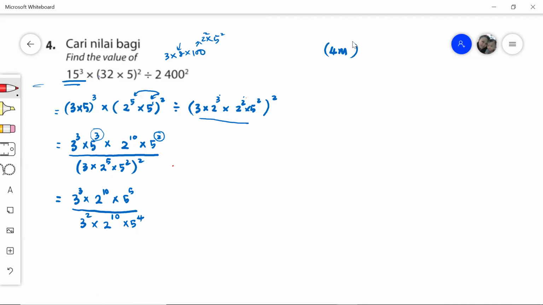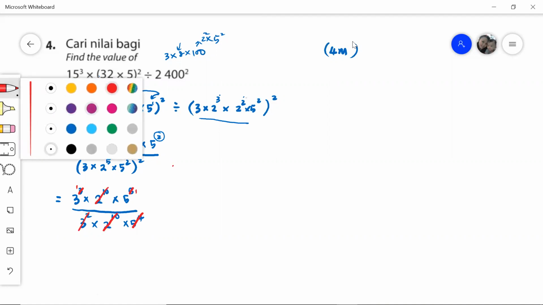Let's simplify. You see 3 to the power of 3 on top, we have 3 to the power of 2 at the bottom. So we can cancel off 3 to the power of 2, and up there we're left with power 1. 2 to the power of 10, you see it on both up and down, so we can simplify both of them away. And then 5 to the power of 5 and 5 to the power of 4. So you take 5 minus 4, you're left with 1 on top. There are 4 factors of 5 at the bottom and 5 factors of 5 on top, so after we simplify, we're left with 1 factor of 5.